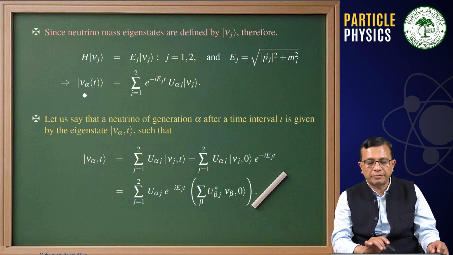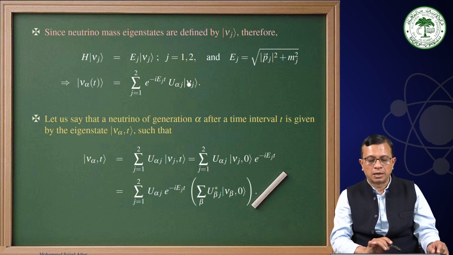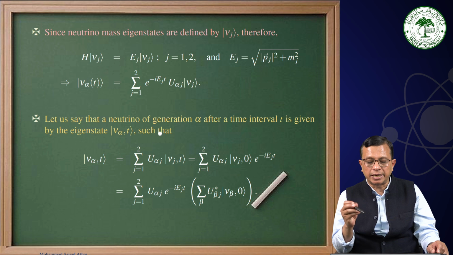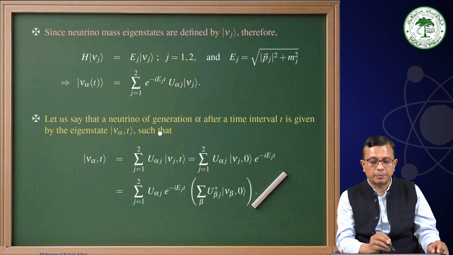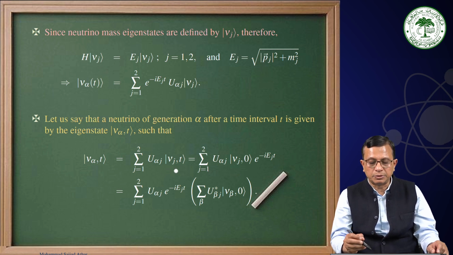And therefore the evolution for a flavor state at any other time t is given by e power minus iE_j t U alpha j nu j. Then let us say that a neutrino of generation alpha after a time interval t is given by the eigenstate nu alpha t, such that this is equal to U alpha j nu j t, which we have written.